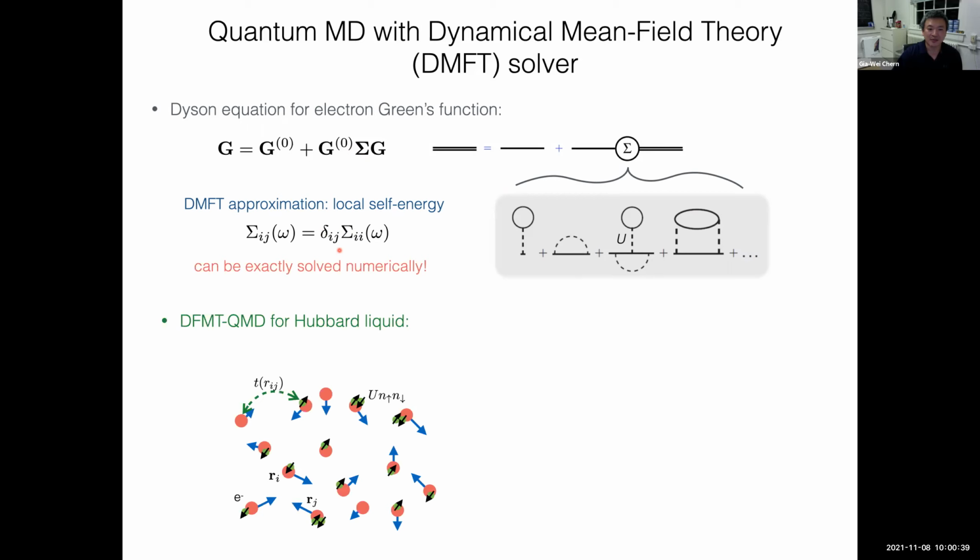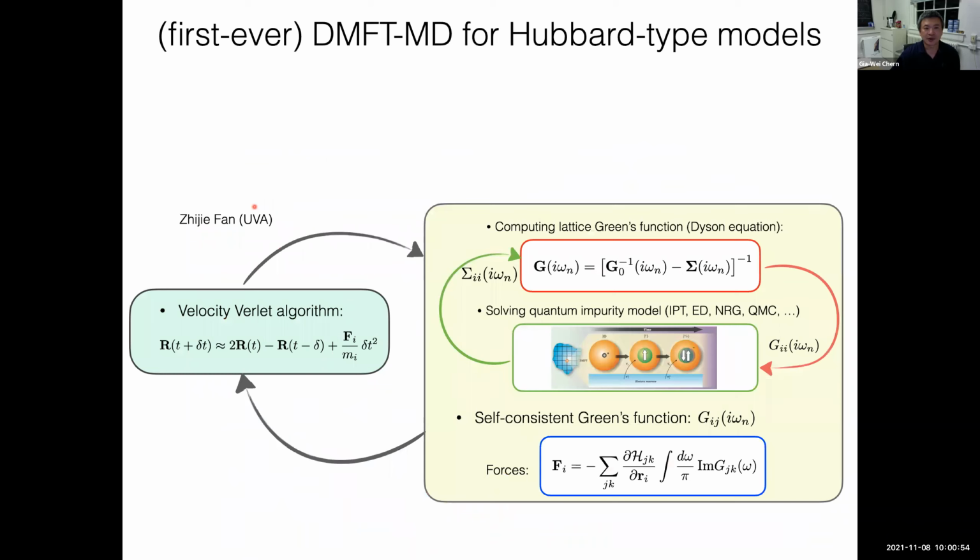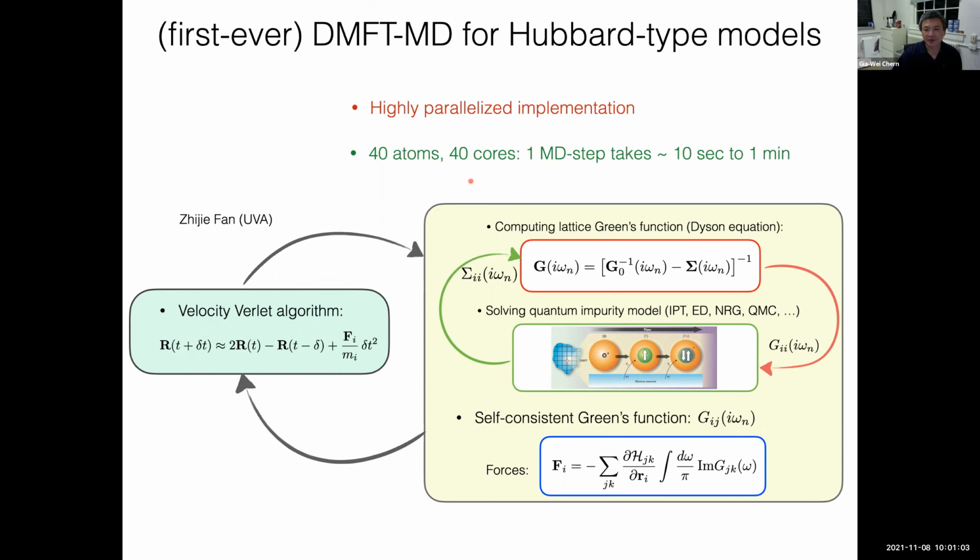Then within this approximation, the Dyson equation can be exactly solved, and so different kinds of numerical methods can be used to solve this self energy. We recently also developed a quantum MD scheme based on this dynamical mean field theory. It's highly parallel, but still, even with a lot of parallelization, so far we can only do like 40 atoms on 40 cores.